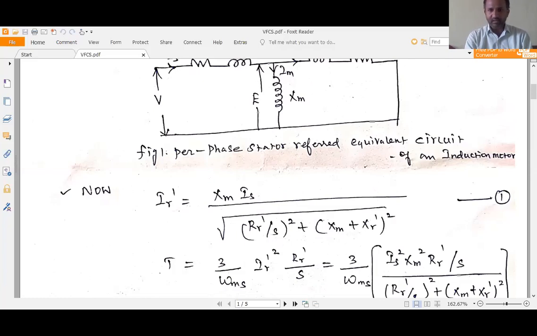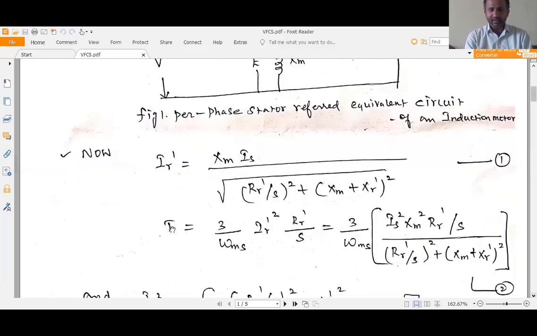IR dash and the torque provided. We have derived this equation: the torque provided by the induction motor is given by 3 divided by omega ms, where omega ms is the synchronous speed, into IR dash the whole square into RR dash divided by S.